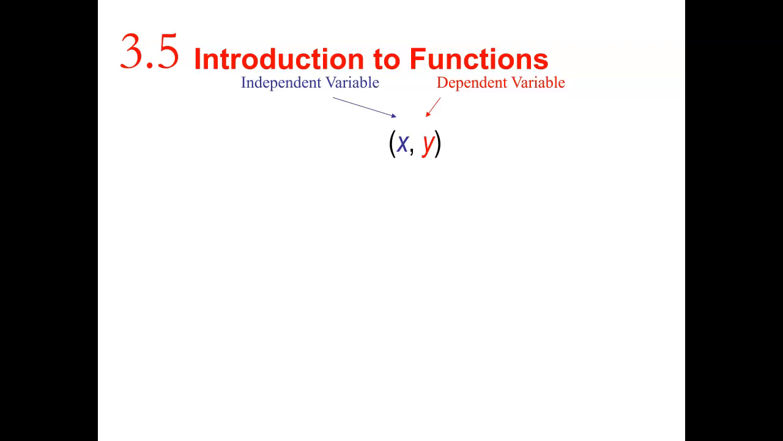So, starting with our ordered pair, x and y. X is our independent variable, y is our dependent variable, meaning y depends on x, okay? We determine what x is, we put in values for x, we evaluate our function, and we get an output of y for our ordered pair.